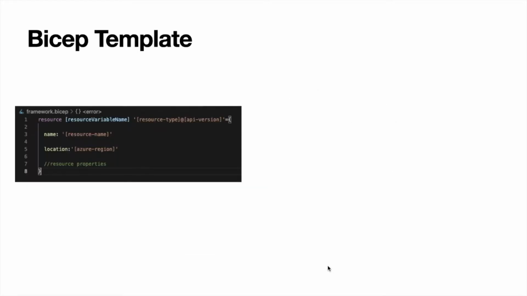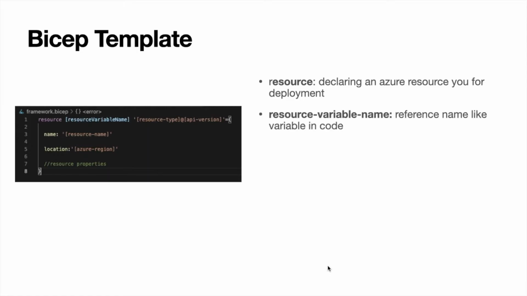A Bicep file will look like this. Everything in square brackets is variables or parameters you need to provide based on the resource that you're deploying. So the resource that you see is a way of declaring Azure resource you need for deployment. The resource variable name is just like a variable in the code, but it's not the name of a deployed resource, meaning that you won't see it in Azure Portal.